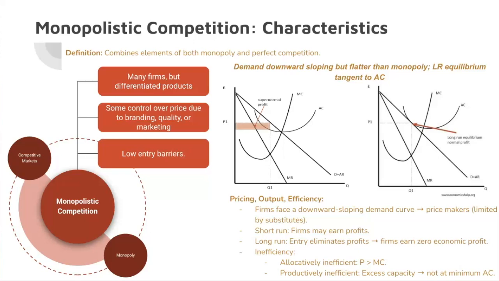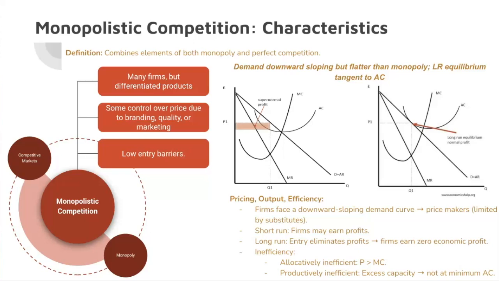Firms have some control over price due to product differentiation. If McDonald's raises prices slightly, it won't lose all its customers because people have brand preferences. However, there are low barriers to entry and exit, so new competitors can enter relatively easily.